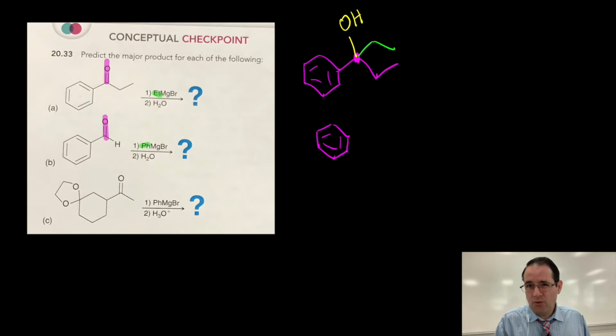You'll never be marked wrong if you draw hydrogens in your class. So if you're just starting out, you might draw the hydrogens. So here's a phenyl group attached to the carbonyl carbon. Here's a hydrogen attached to the carbonyl carbon.